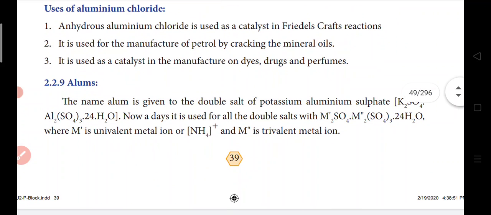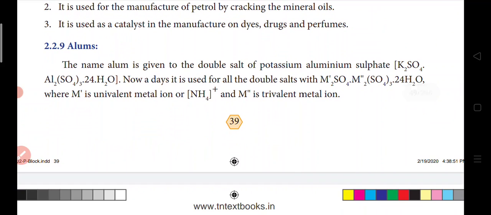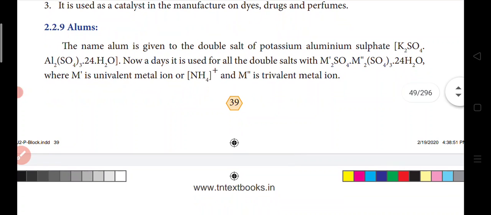Next is alums. For this question, they will ask you to write what is alum and give two examples. This question was asked in the government midterm question paper this year for present 12th standard students, and it is also a repeated question. The name alum is given to a double salt of potassium aluminium sulfate. So what is an alum? The double salt of potassium aluminium sulfate, which is potassium sulfate and aluminium sulfate with 24 molecules of water, we call an alum.